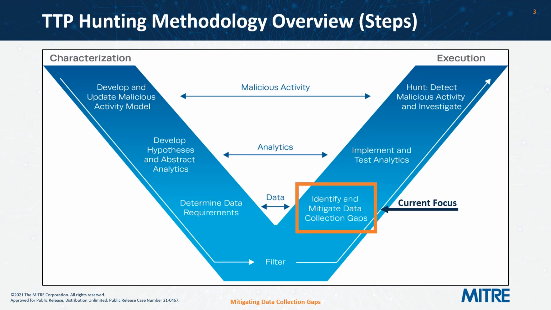As you can see, here in Step 5, we are slowly starting to rebuild the solution for the problem decomposed on the left-hand side of our hunt methodology V. Before this step, we were in the filtering stage, and in the following step, we will be implementing and testing analytics. As we mentioned in previous modules, although this model appears linear, it is expected that you may need to cycle back to previous steps as new discoveries or issues arise.